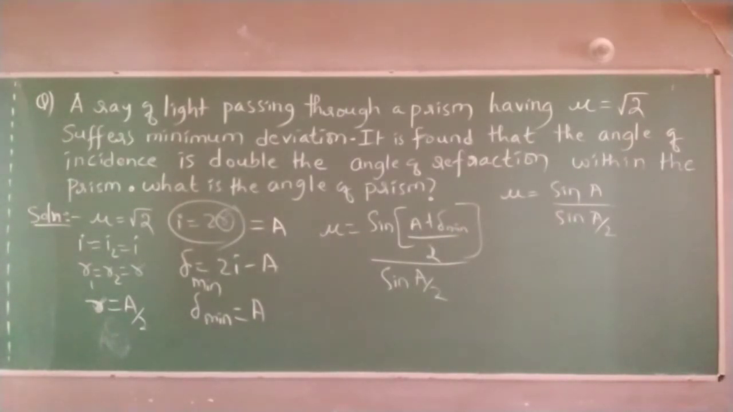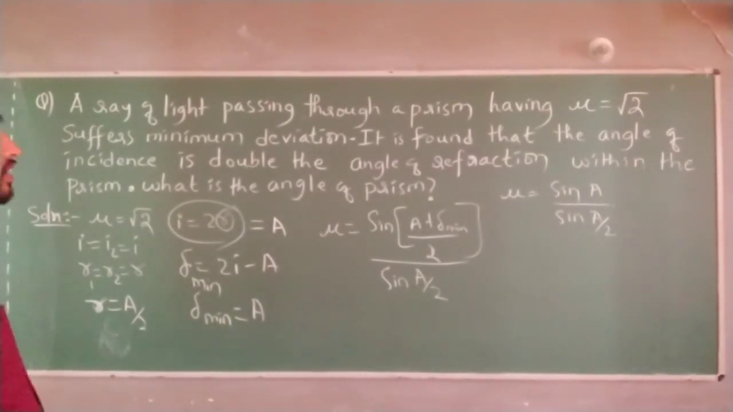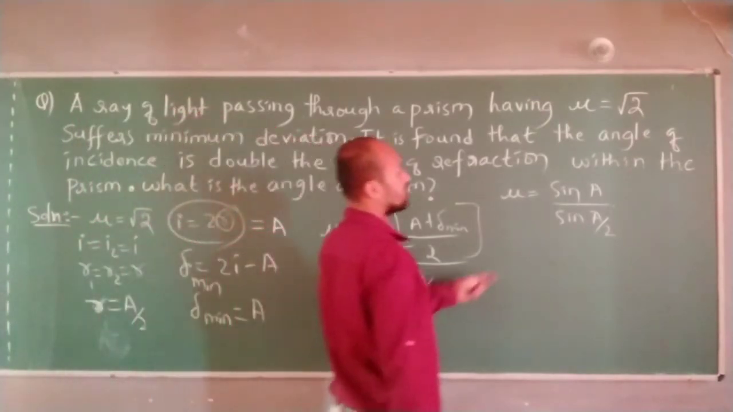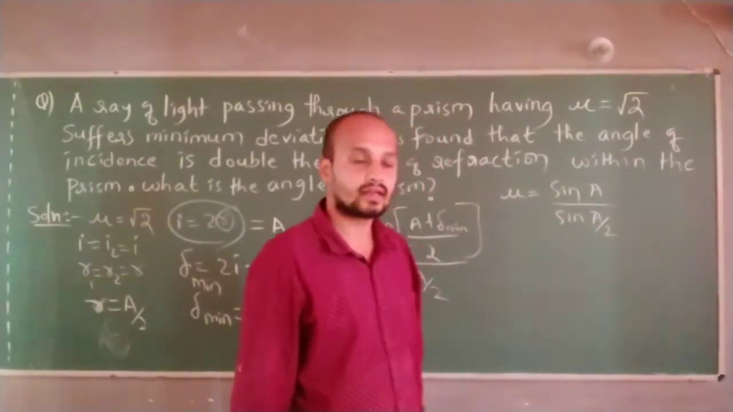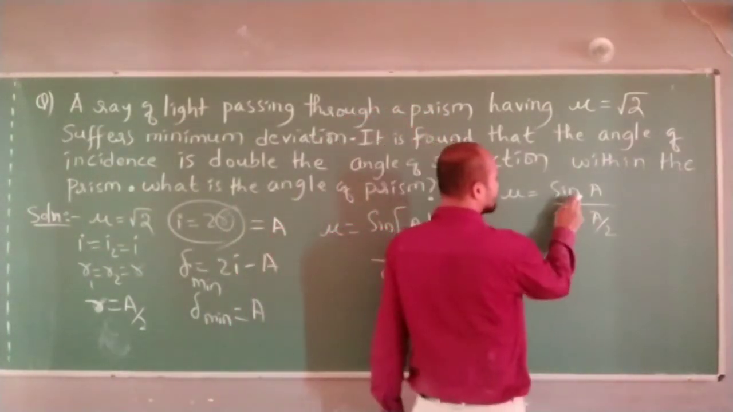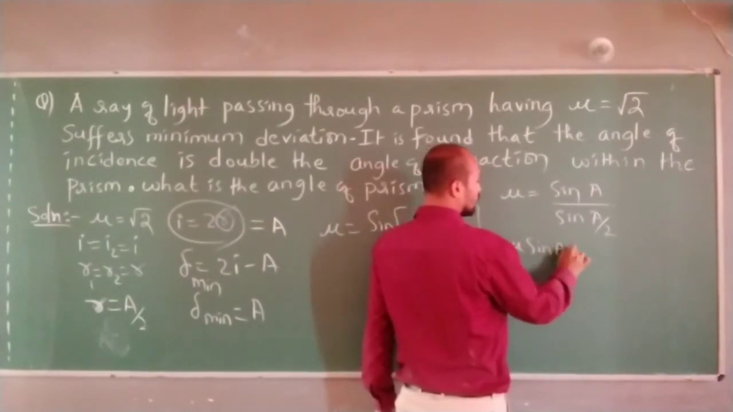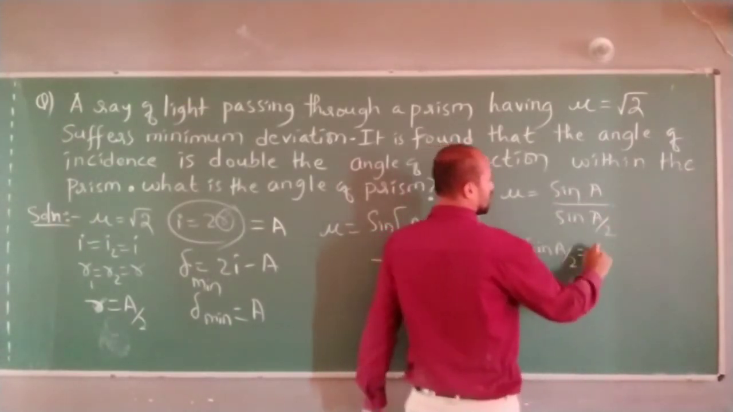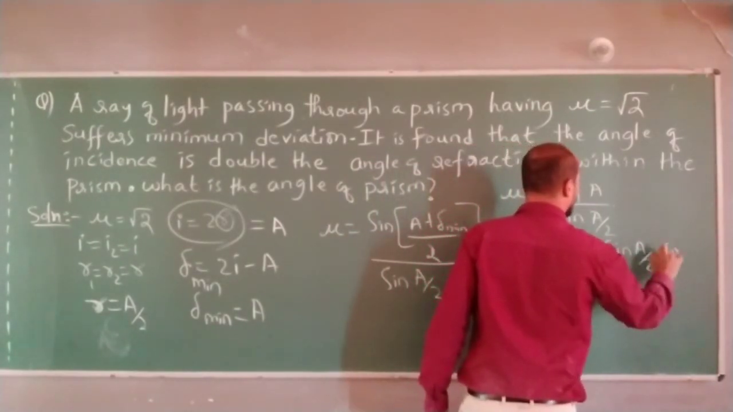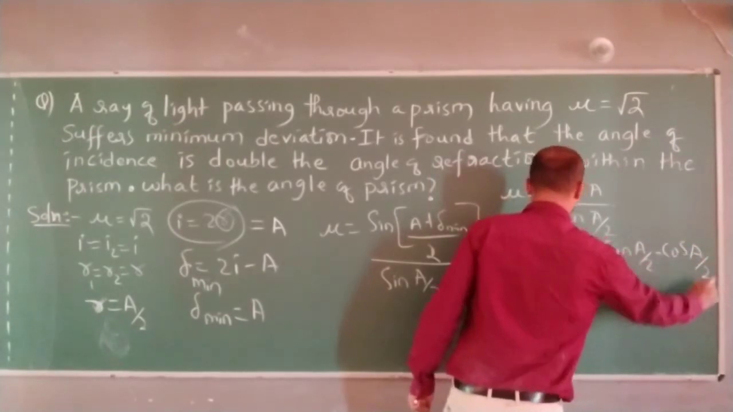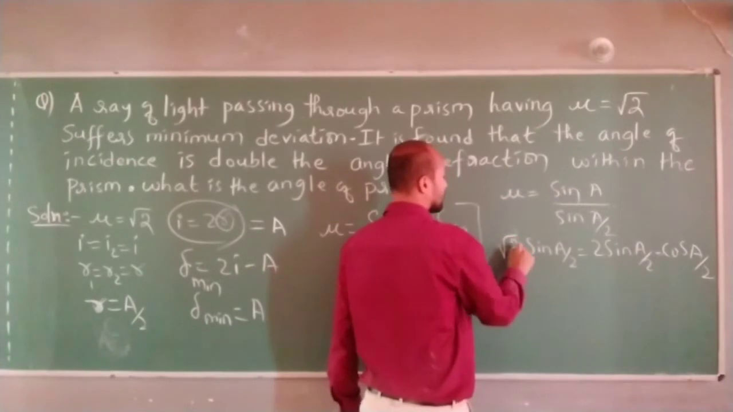Now this expression has to be solved. If I want to solve for A, you have studied in mathematics, you can use the mathematical techniques here. I will write this formula as mu into sine of A by 2 is equal to 2 into sine of A by 2 into cos of A by 2. Got it now? Now mu is root 2 here, as given in the question.